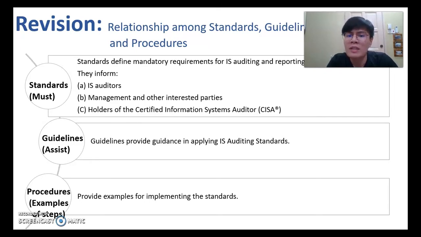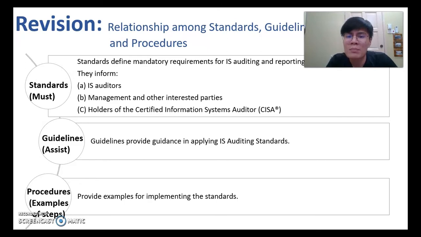The objective of the IS auditing guideline is to provide further information on how to comply with the IS auditing standards. Let's move on to procedures. Procedures provide examples for implementing the standards.